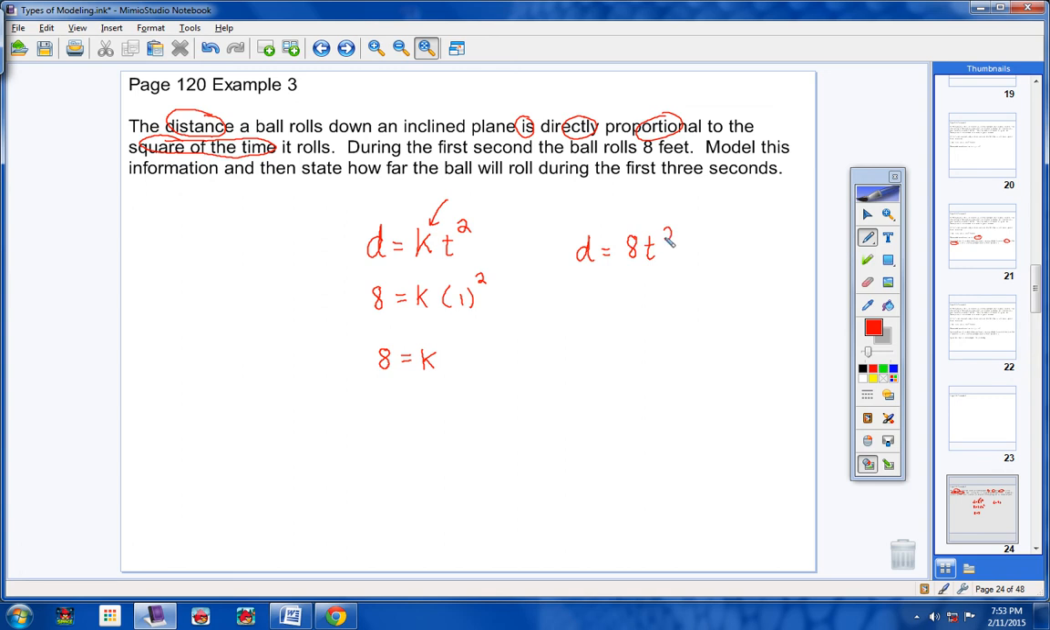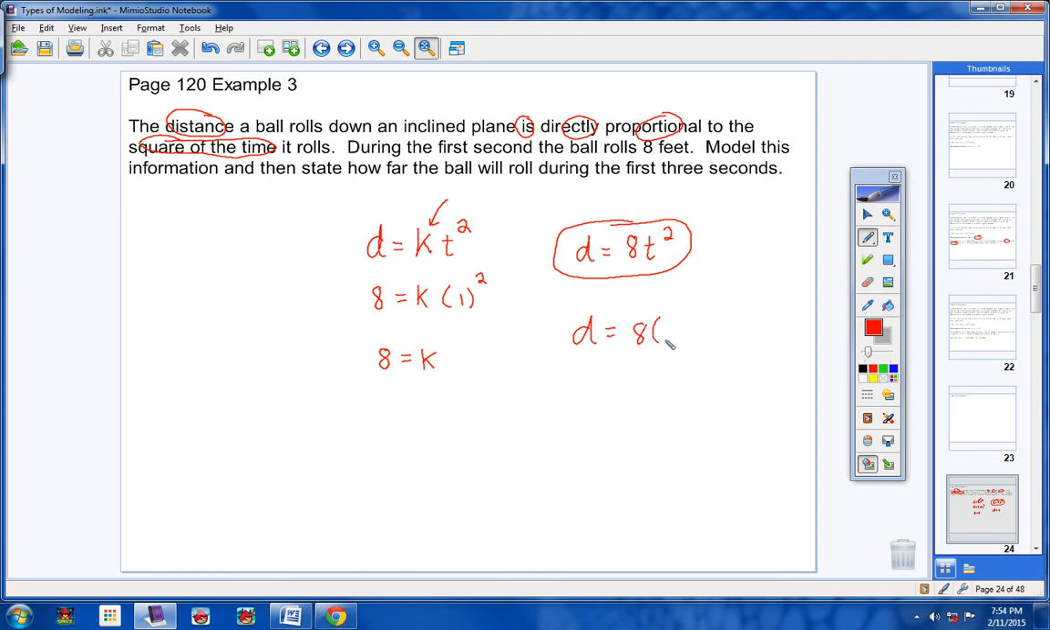Now students, on a test or a quiz, I want you to write that down for one of your answers. Why? Because it says model this information. You've got to write a model that models the information correctly, and that's what we've done. Next, it says to state how far the ball will roll during the first 3 seconds. So put 3 in for time.